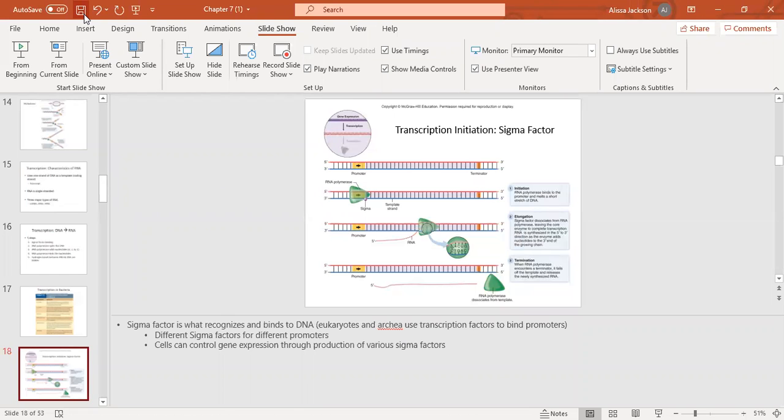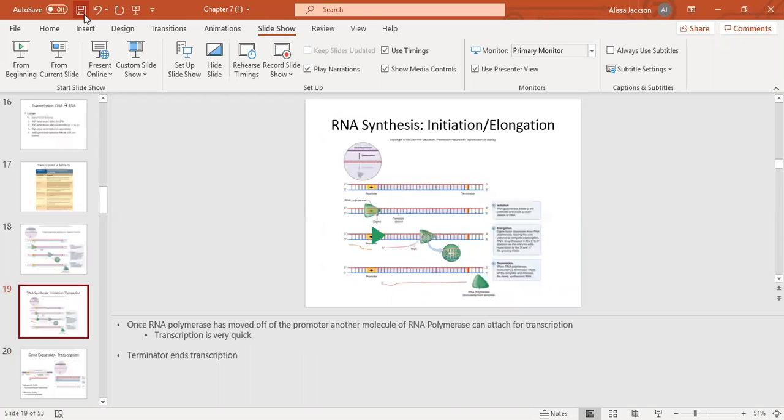Yeah, so sigma factor helps with transcription initiation, and sigma factor is specific to bacteria. In eukaryotes, in us, we have a similar kind of process, but we use a lot of different transcription factors. In bacteria, it's just a little simpler, just sigma factor.